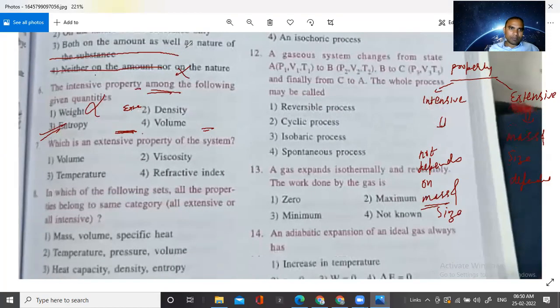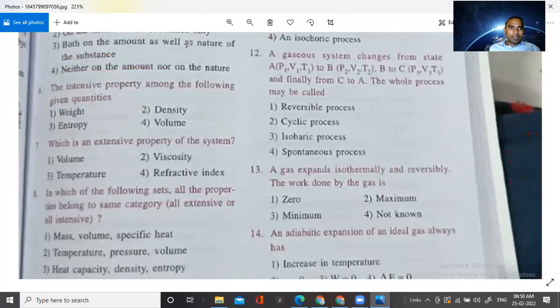You see the next question, question number 6. They are saying the intensive property among the following given quantities. They are asking intensive. Intensive means which does not depend on mass. Suppose my mass is high, so weight will be high. So weight is extensive. It is mass dependent.